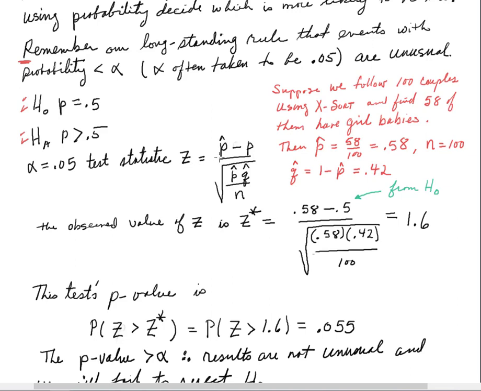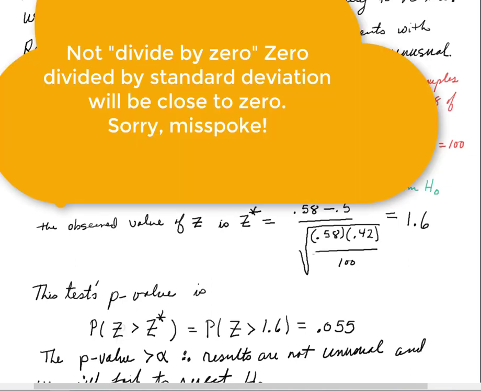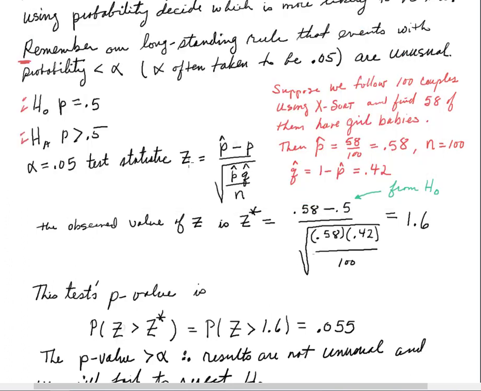Now, if P is about 0.5, then P hat is going to be about 0.5. So the numerator is going to be very close to 0. Divide something close to 0 by the standard deviation, you get something close to 0. A value of z close to 0 is going to make me think H0 is probably true. HA should be rejected.